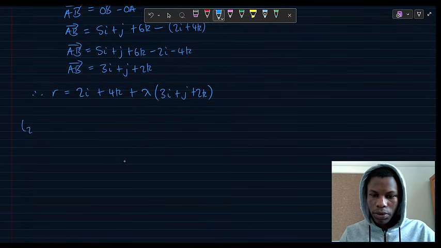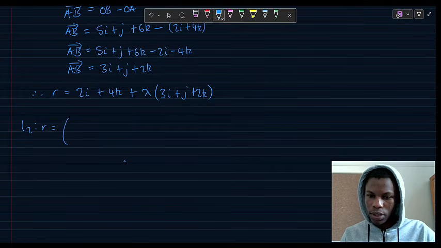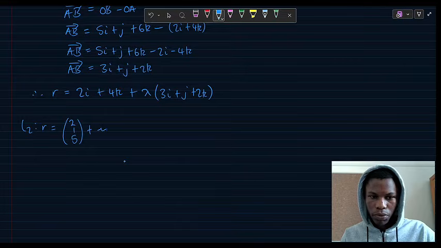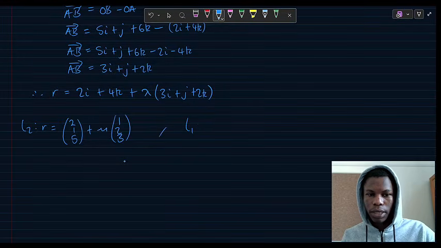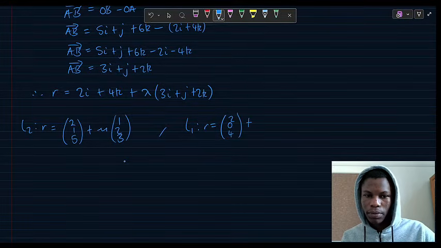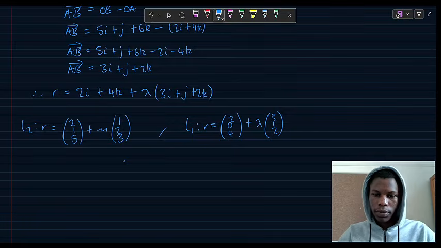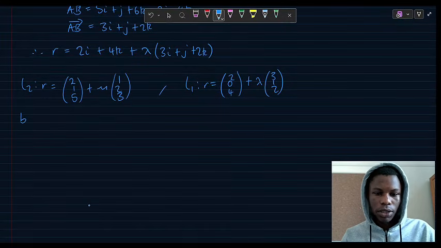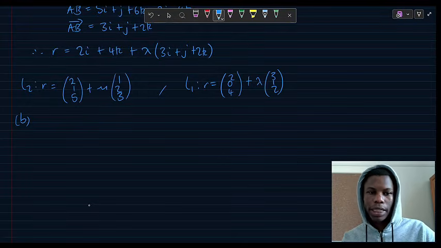Now we're told that line L2 has equation r is equal to, actually I'm just going to write it in vector notation. So 2i plus j plus 5k plus mu times (1, 2, 3). That's the direction. And I'll also just write L1, which is this line that we have there, in column vector notation. So (2, 0, 4), there's no j component so that's 0, plus lambda times (3, 1, 2). Okay. And then part B says show that lines L1 and L2 do not intersect.